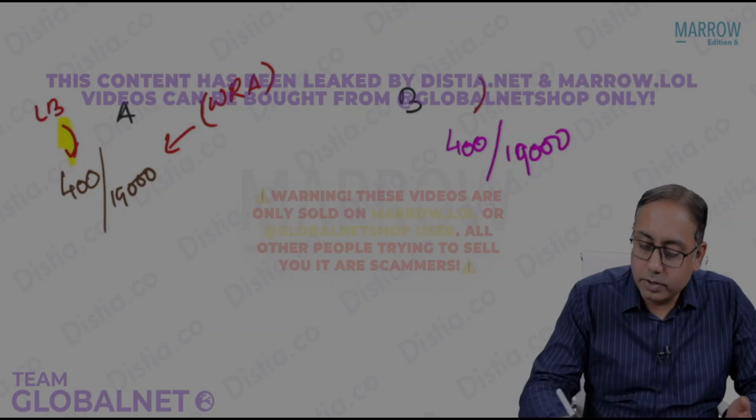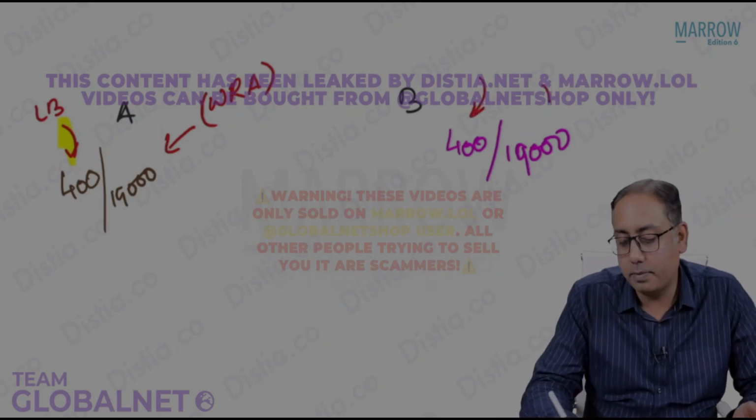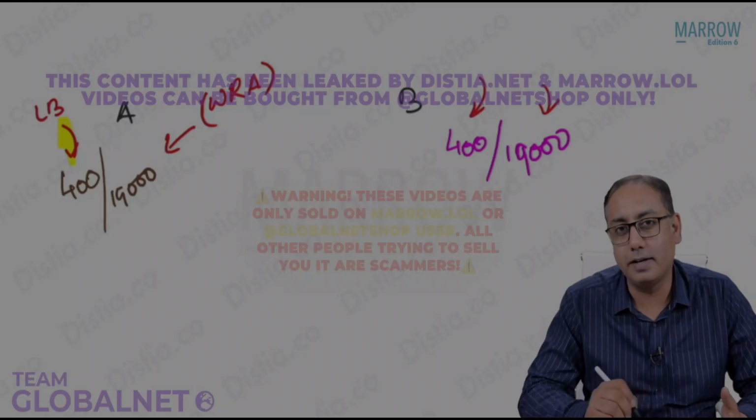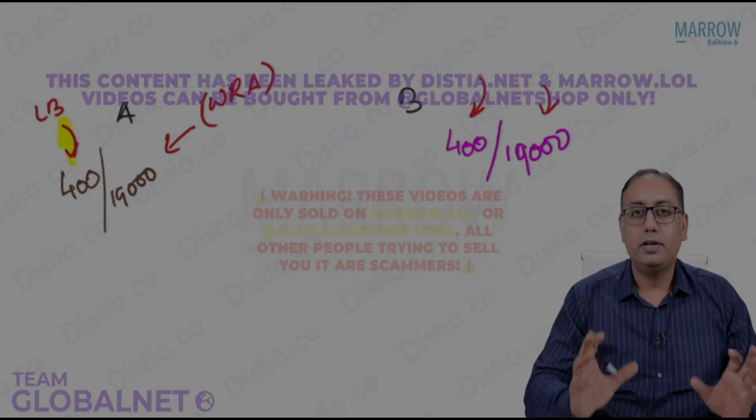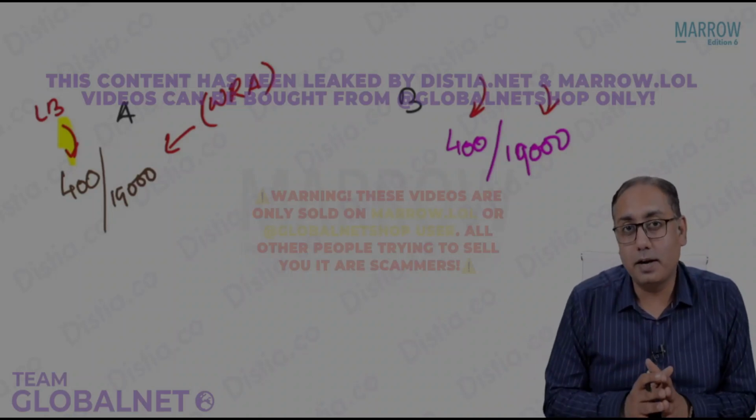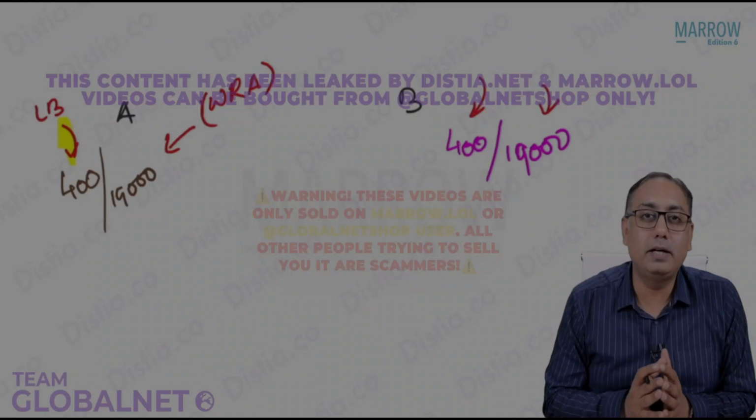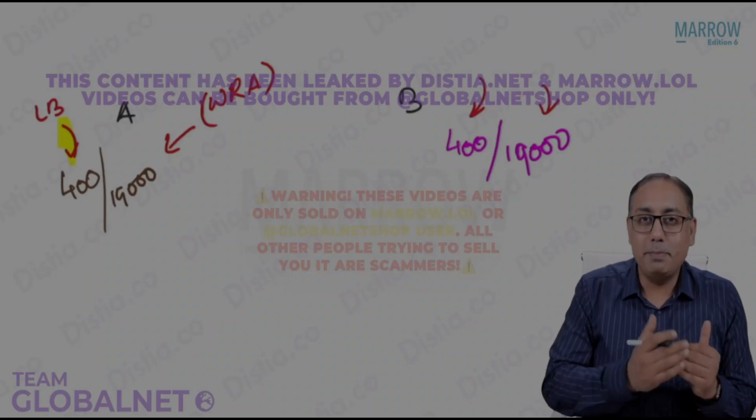And in district B also somehow 400 live births happened and the WRA females was again 19,000. Now that the GFR is same, do you think that both the districts will have same population or they might grow at the same rate? Answer is they may be, may not be.